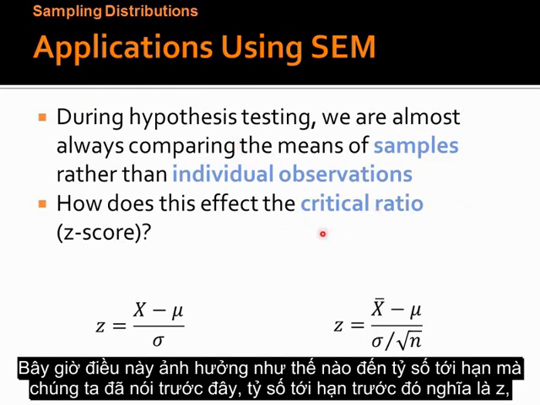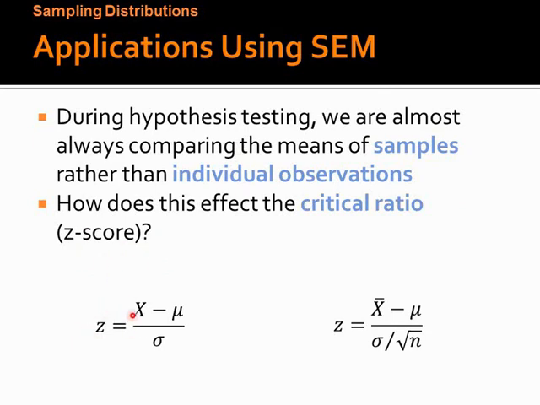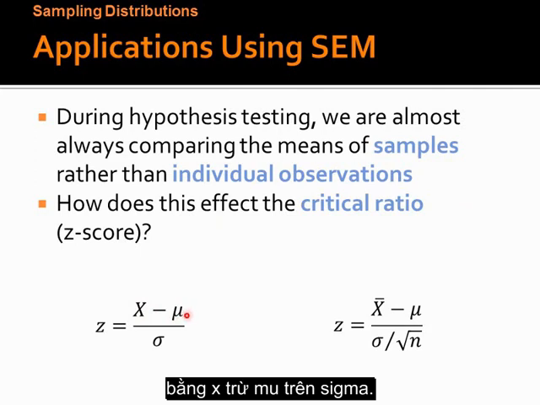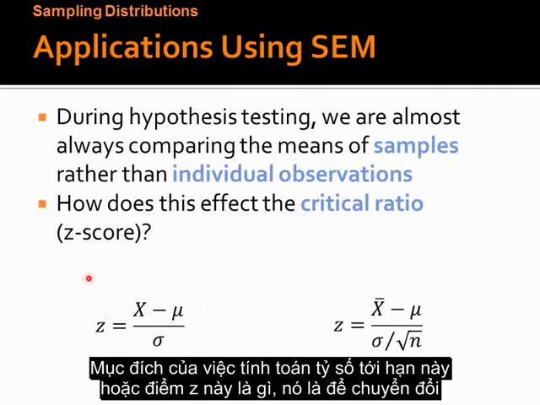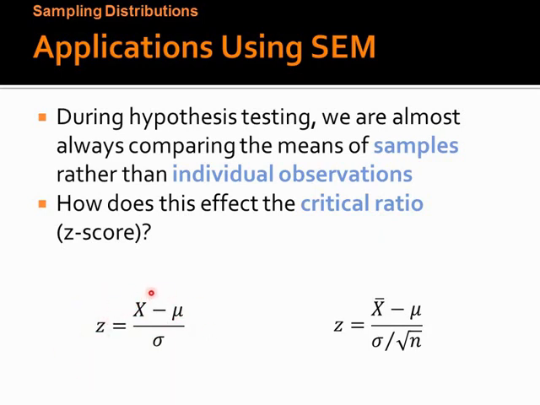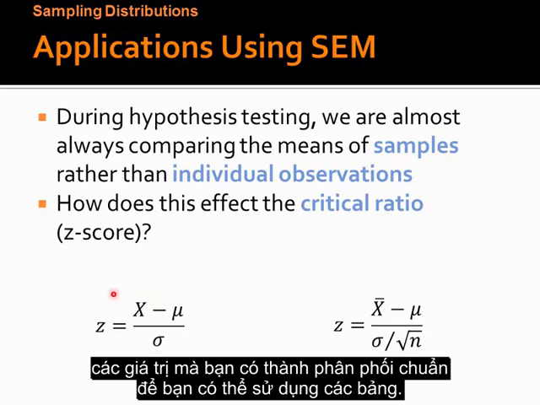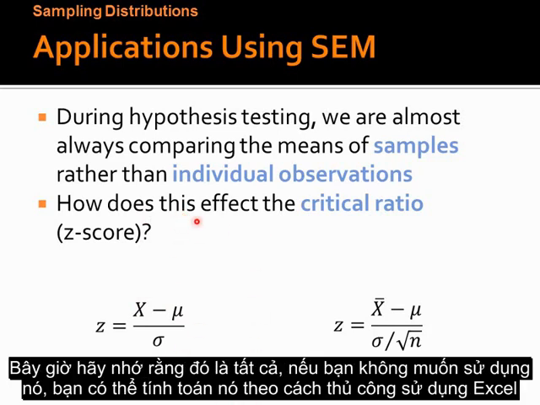Now, how does this affect the critical ratio that we talked about earlier? Critical ratio here meaning z, where it's x minus mu over sigma, right? This was for individual observations. What is the purpose of calculating this critical ratio or this z-score? It is to convert the values that you have to the standard normal distribution so that you could use the log tables. Now remember, that's all it's for. If you don't want to use it, you can calculate it manually using Excel, a computer, or whatnot.